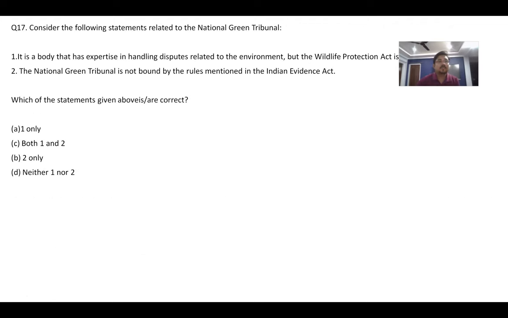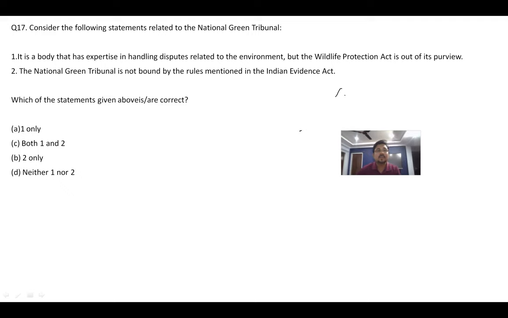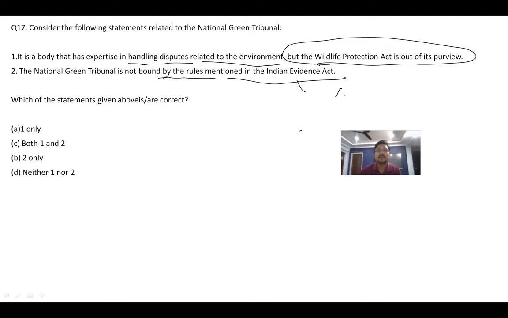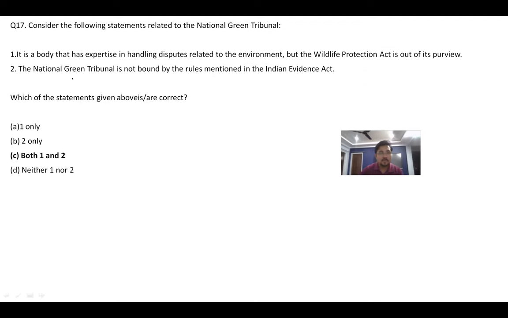So next we go to question number 17 about the National Green Tribunal. It is a body that has expertise in handling disputes related to the environment, but the Wildlife Protection Act is out of its purview. The National Green Tribunal is not bound by the rules mentioned in the Indian Evidence Act. So which of the following statements are correct? Here both statements are correct.